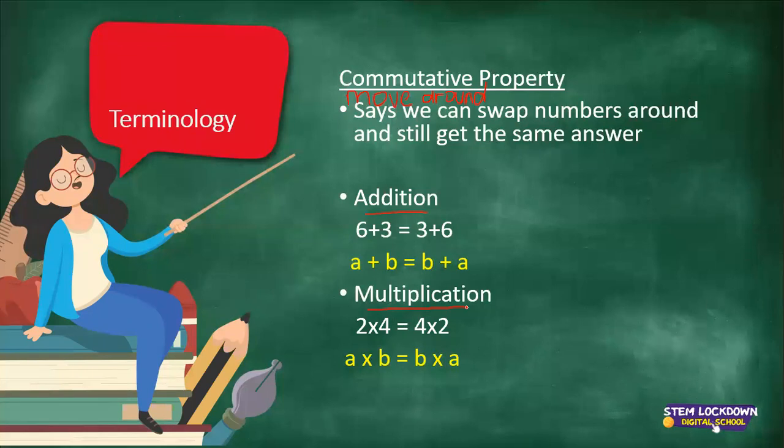For example, 6 plus 3, which is 9, is the same as 3 plus 6, which is 9, right? So you can start with 6 or 3, the answer will be the same. A plus B is equal to B plus A. And when it comes to multiplication, you can say 2 times 4, the answer is 8, well done. And it's equal to 4 times 2, which is 8 as well. Likewise, I can say A times B, which is the same as B times A.